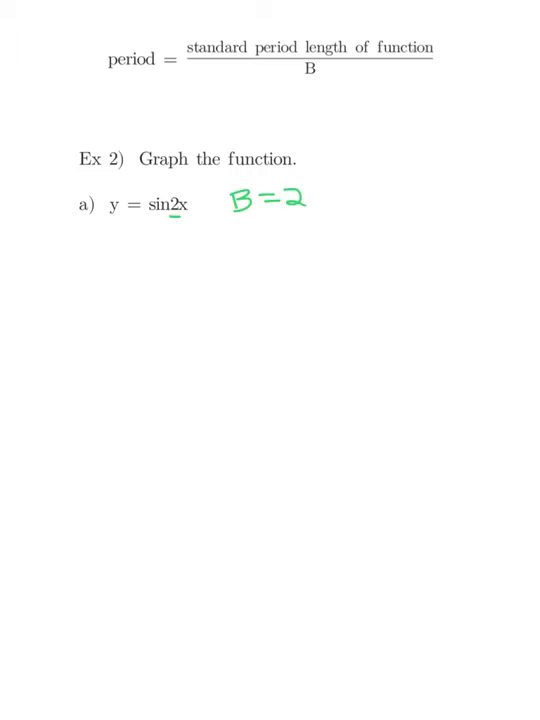So now, in order to find the period length, we take the standard period length. Well, this is a sine. Sine function has a standard period length of 2 pi. And we divide it by whatever b is. Our b is 2. So 2 pi divided by 2 simplifies to be pi. What this means then is instead of taking 2 pi to go through one full cycle, one full period of our function, it's going to happen in only 1 pi.